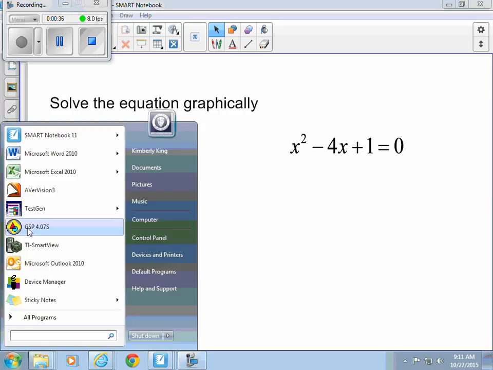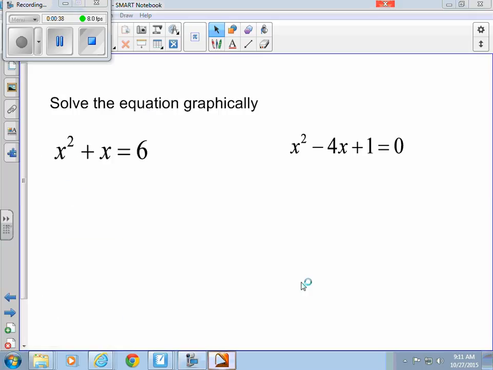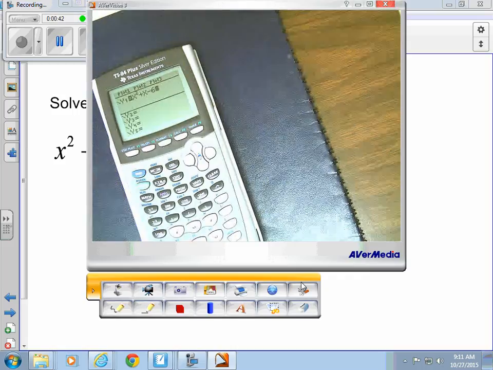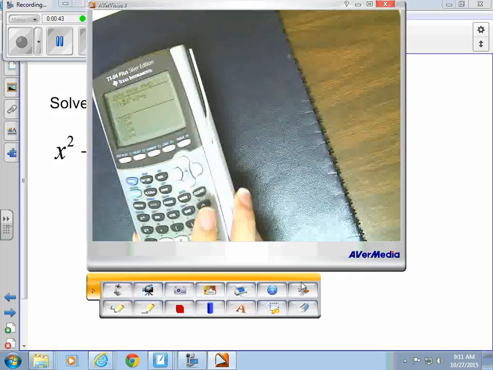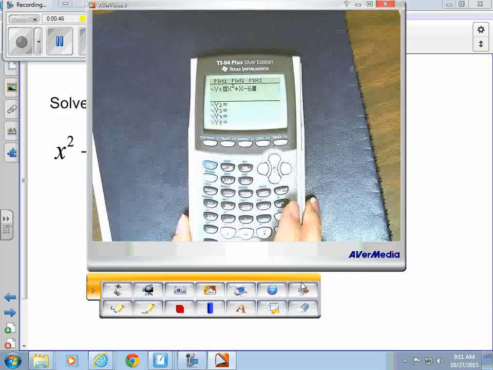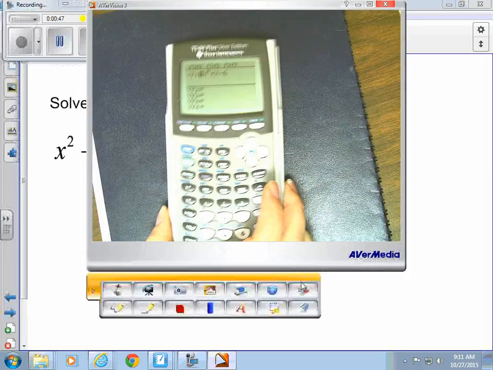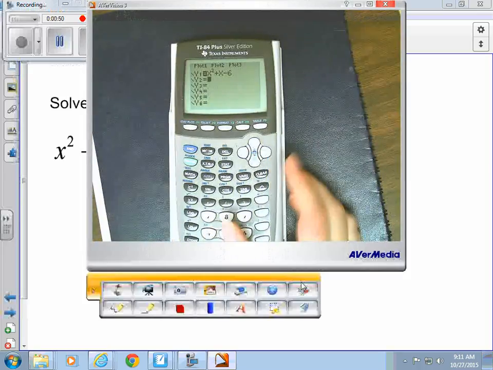So I'm going to show you that picture of my calculator. Okay, x squared plus x minus 6. The window on my calculator is kind of messed up. In y2, I'm going to put 0.